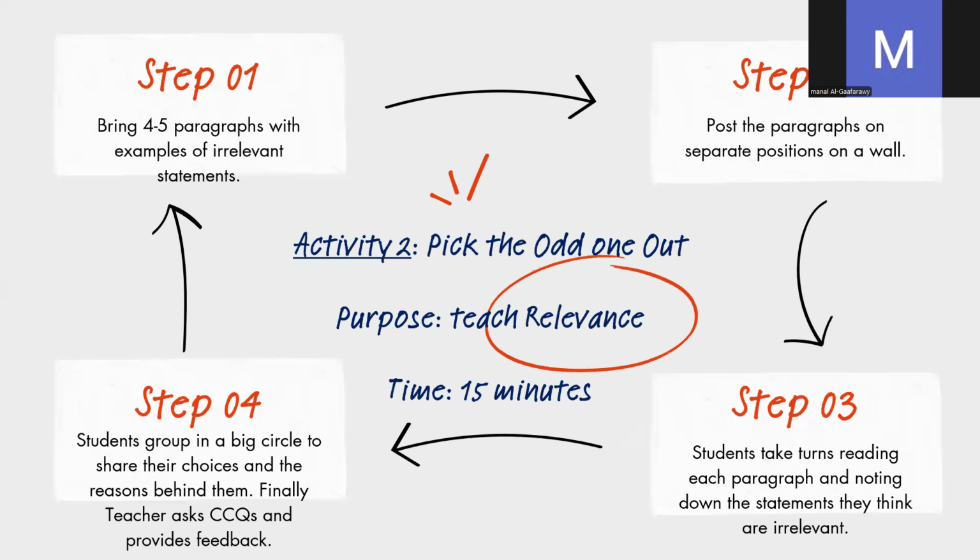Afterwards, you need to post those paragraphs on separate positions on a wall in the classroom. Then students take turns reading each paragraph and noting down the statements they think are irrelevant. After that, students group in a big circle to share their choices and the reasons behind those choices. And finally, you ask concept checking questions and provide feedback.